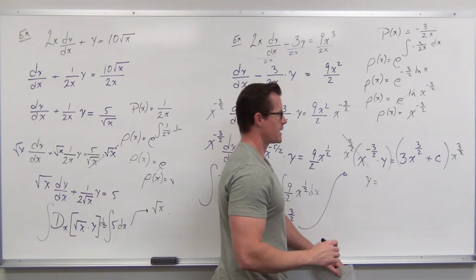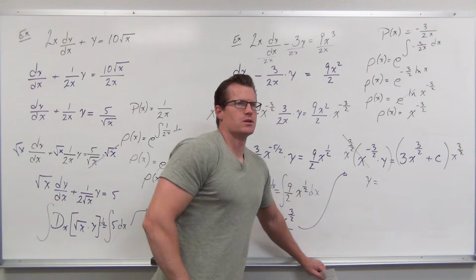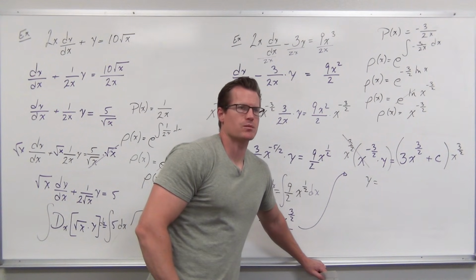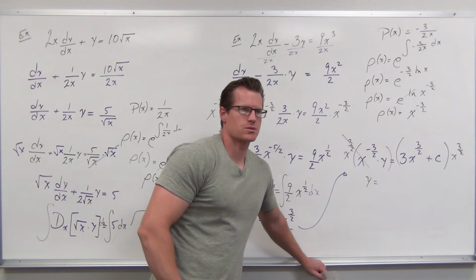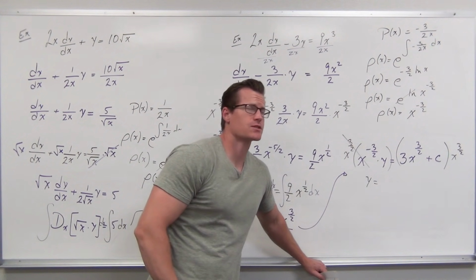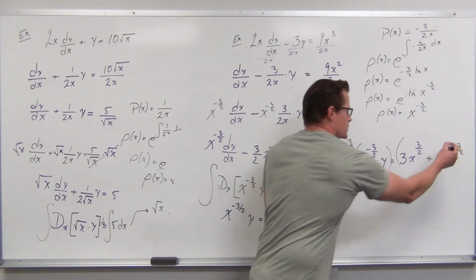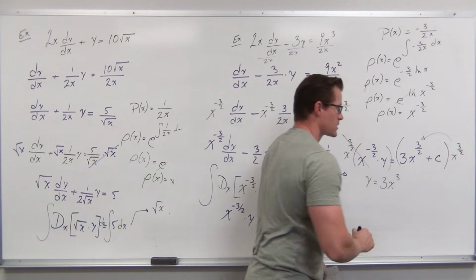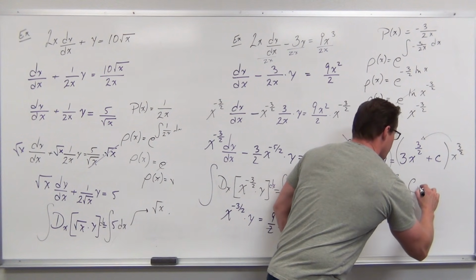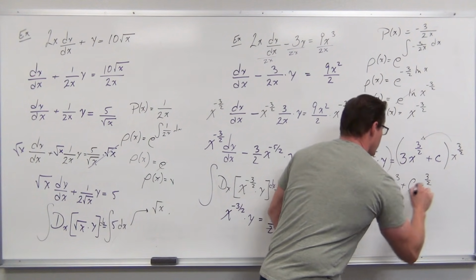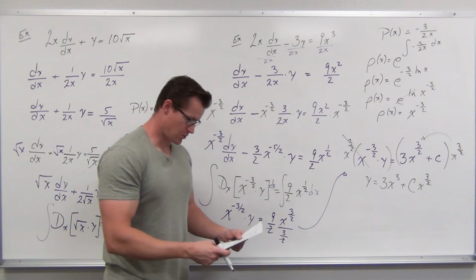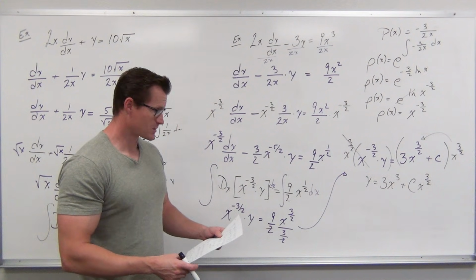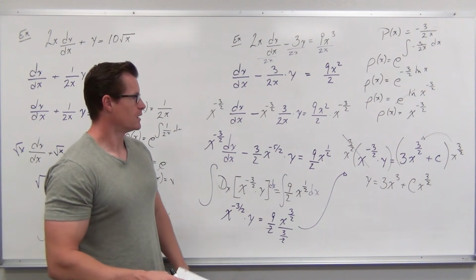On the right-hand side, what do you do when you multiply exponents together? You add them. So 3/2 plus 3/2 is 6/2. That would be 3. So distributing this is going to give us 3x cubed plus c x to the 3/2. And that's about as good as we can get without an initial condition.